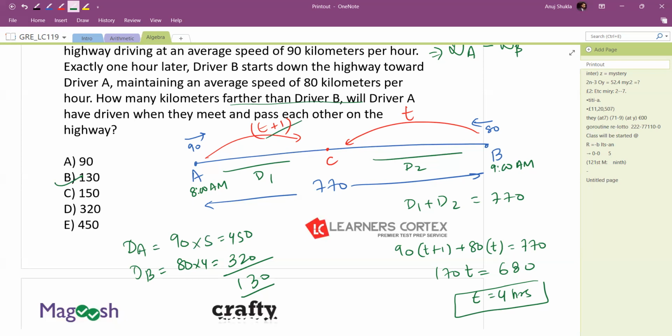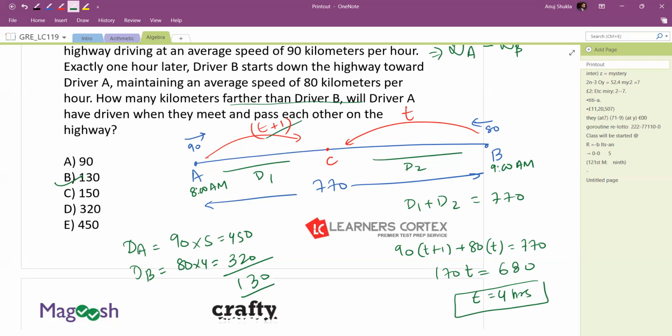If I'm saying that they both would have started at the same time, then they would have taken T time. Yes or no? If A is starting 1 hour early, it means it will be taking T plus 1. Simple. So to reach point C, both would take a different amount of time. A is taking T plus 1 and B is taking T. That's it. Different amount of time.